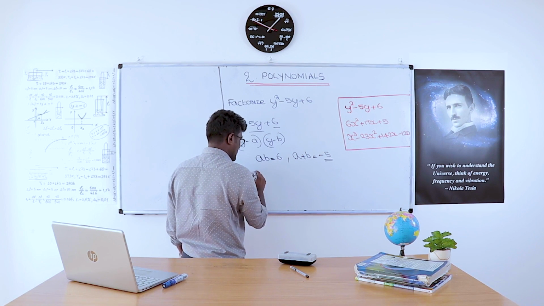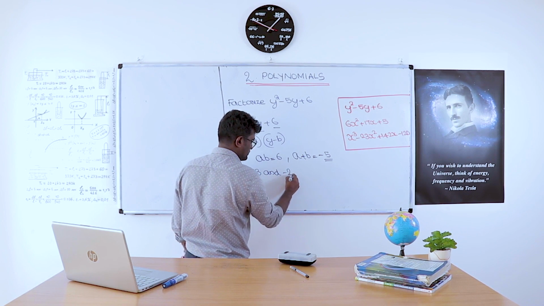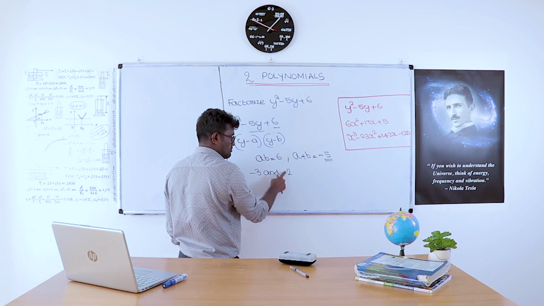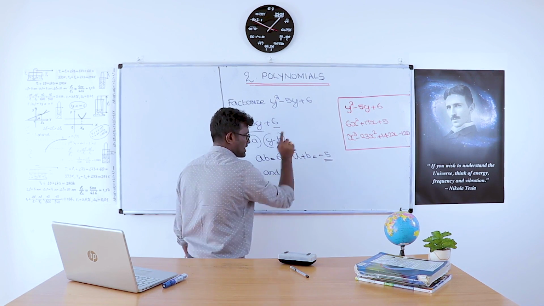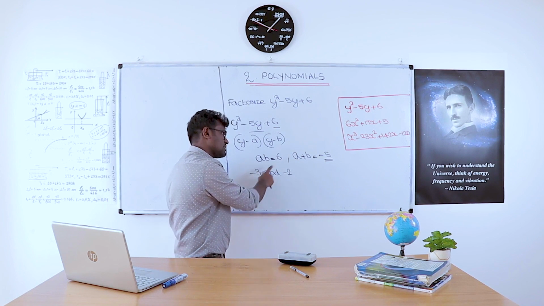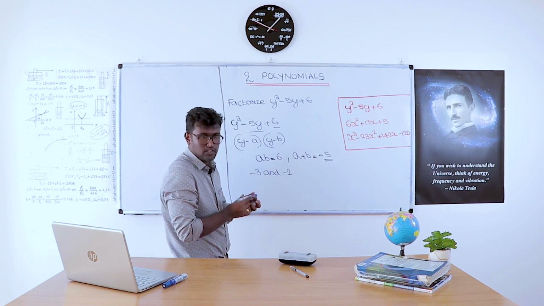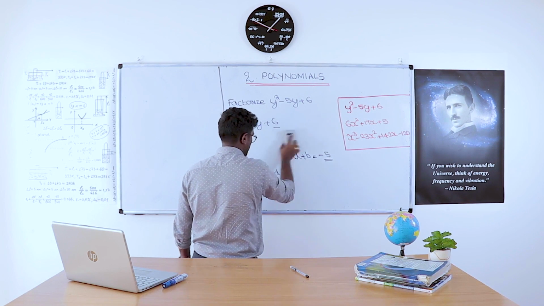If we take minus 3 and minus 2, then minus 3 into minus 2 is 6. Minus 3 plus minus 2 is minus 5. So these two conditions are satisfied. So a is minus 3 and b is minus 2. So we can take minus 3 and minus 2.